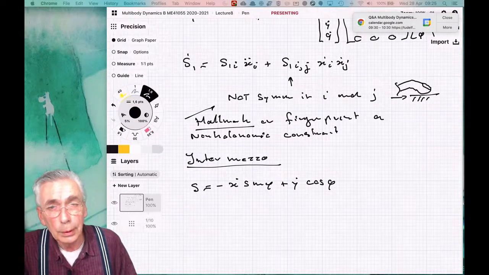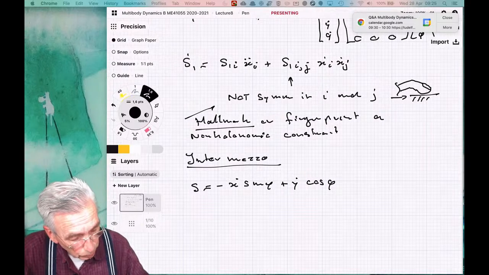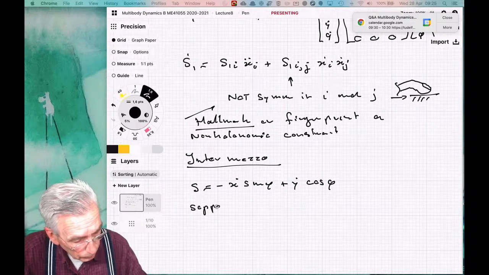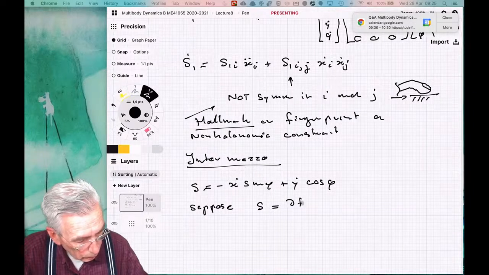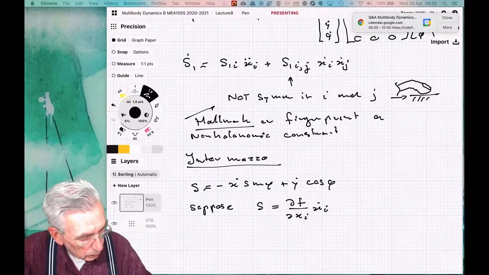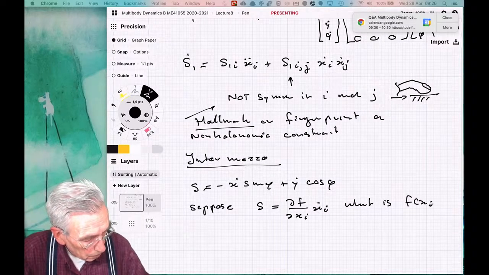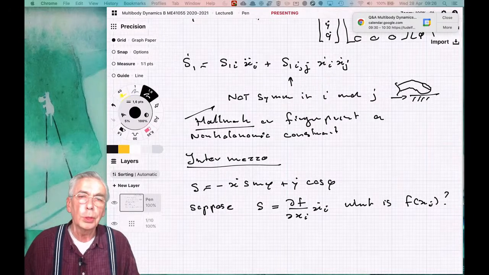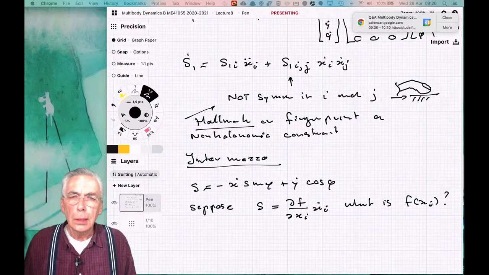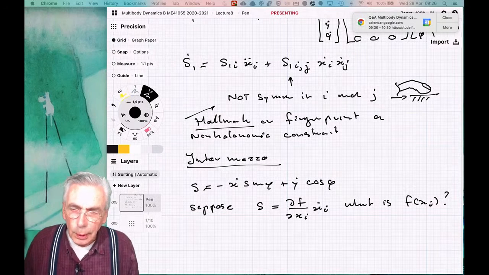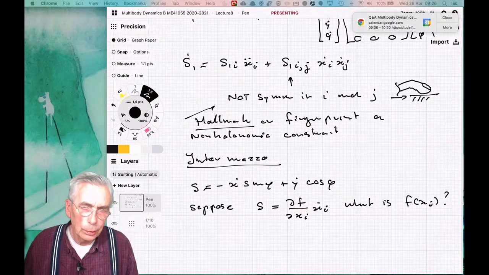Suppose this is a derivative of a function, so we say suppose S is something like df/dxi times x dot i, then what is f? f of x. And that is the question. Or you could say, is this integrable? Is this an integrable function?